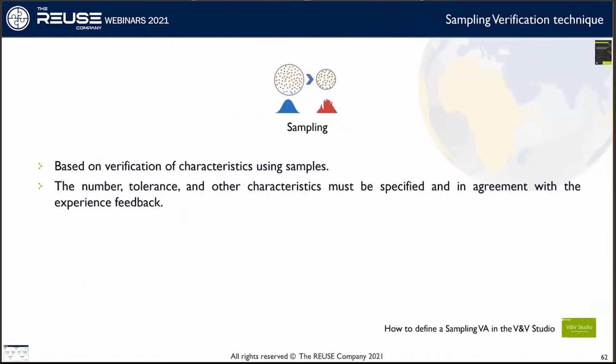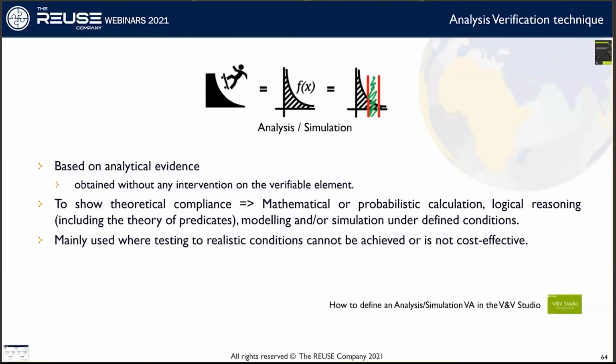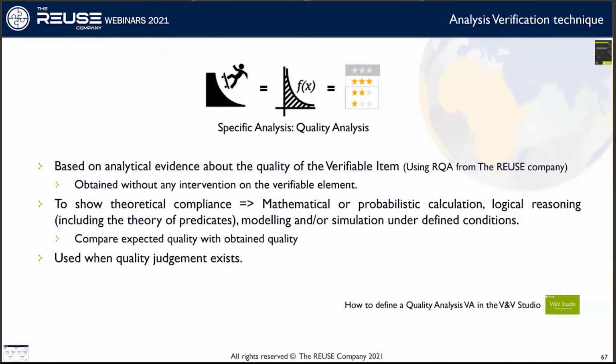Sampling is more for production, mass production elements, and statistics, that's quicker. Analysis is based on analytical evidence, modeling, models, mathematical probabilistic calculations or logical reasoning, eventually simulations, and it's used when testing, when touching, is very difficult as well. So this kind of modeling and simulation tools works quite well. And then the one that I told you before, which is a way of doing an analysis technique, is quality analysis, when the analysis is just modeling the quality of the system, which is of course a model.